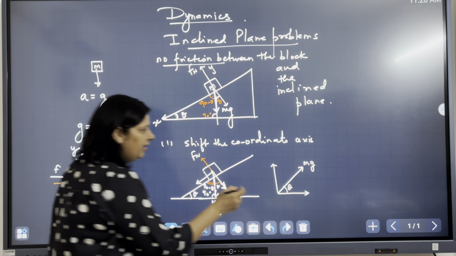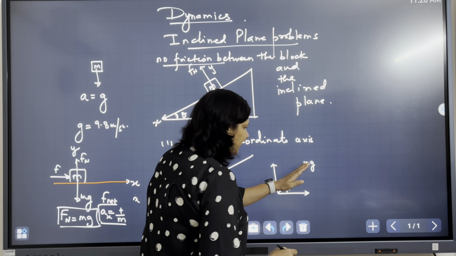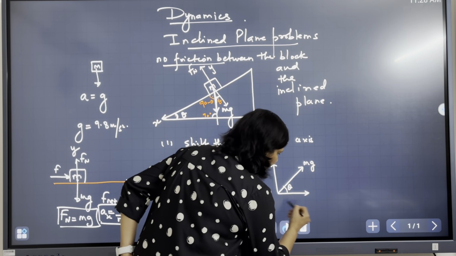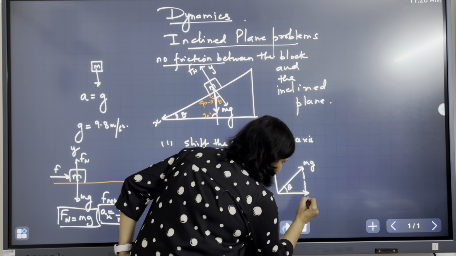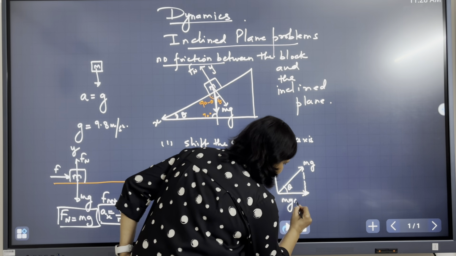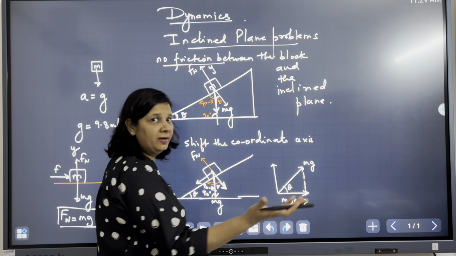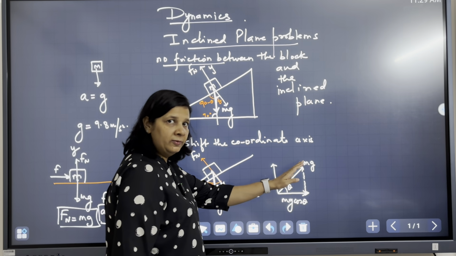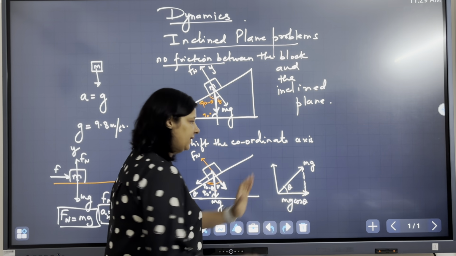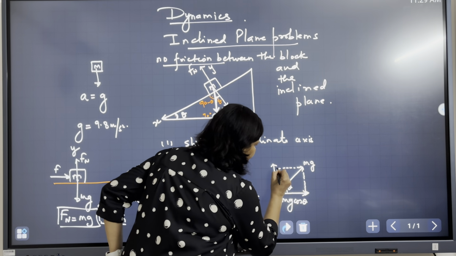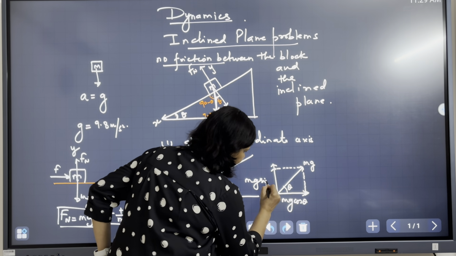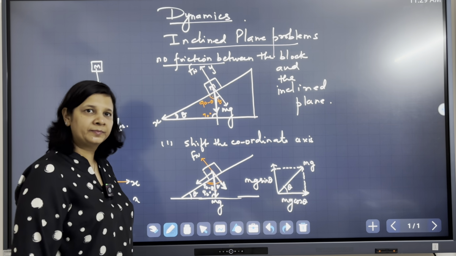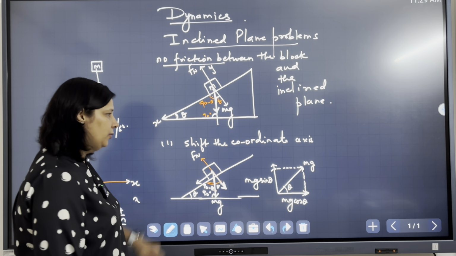Now, if any vector makes an angle theta with the horizontal, then the horizontal component, if I drop a perpendicular, this vector will be mg cos theta. Okay, this we have already learned that any vector can be resolved into two components, cosine and sine. And if you drop a perpendicular, this vector will be mg sine theta. Right? That's exactly what we have to do here.